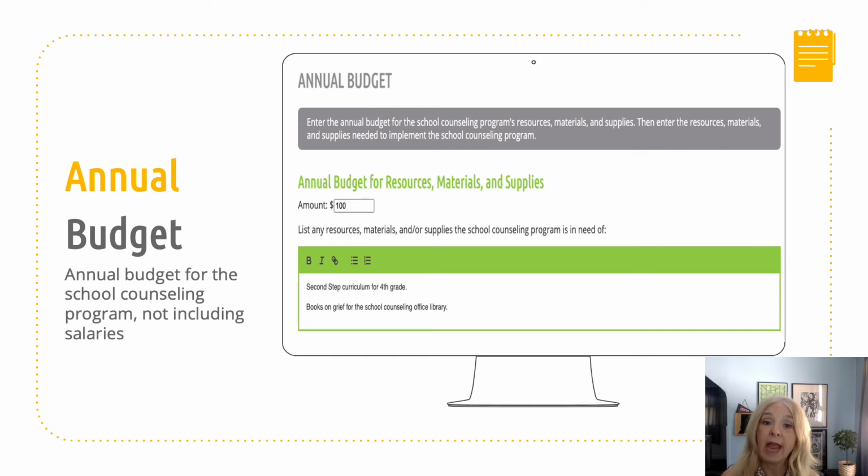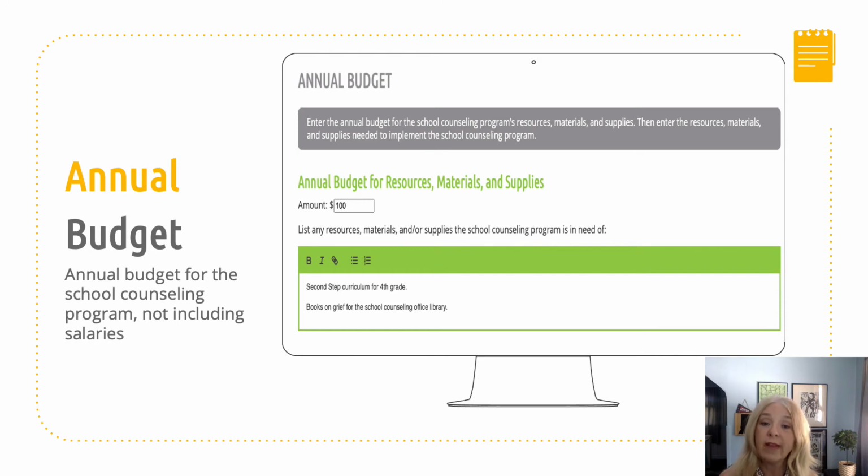Next, you'll enter the annual budget for your school counseling program's resources, materials, and supplies. This doesn't include salaries. You'll also enter any resources, materials, or supplies that your program might need. Especially consider if anything new is needed to help you with the goals that you set for next school year, such as purchasing a new curriculum or supplies.